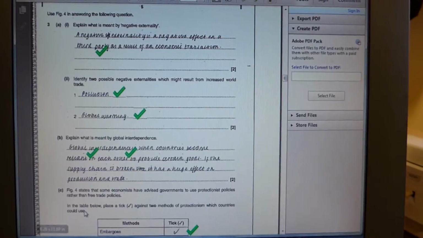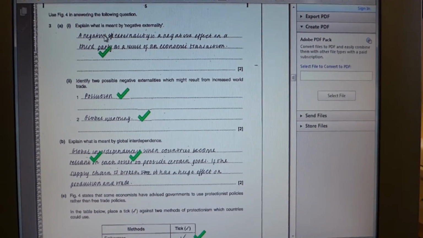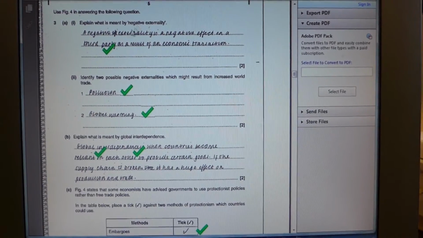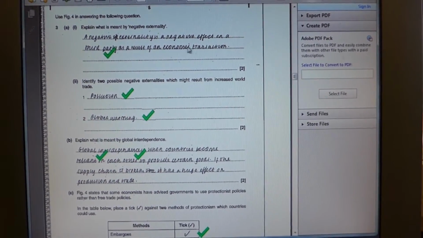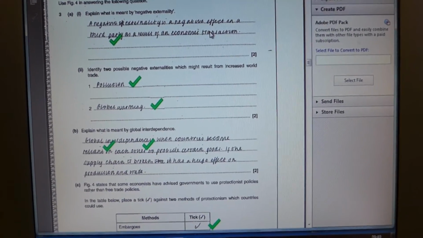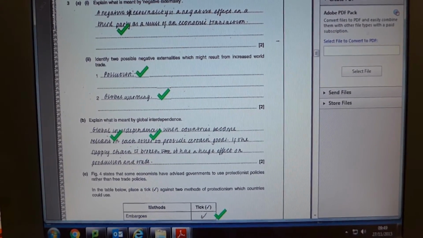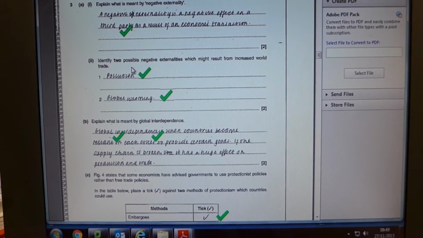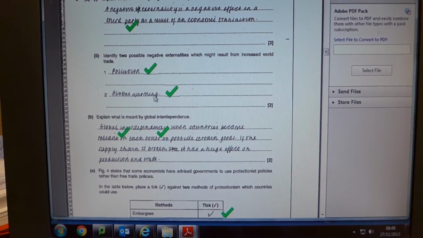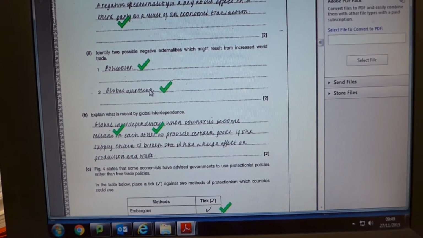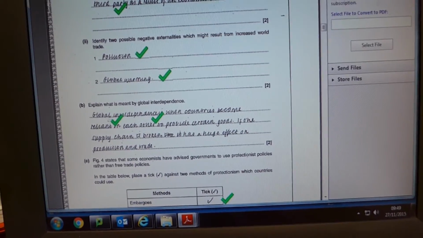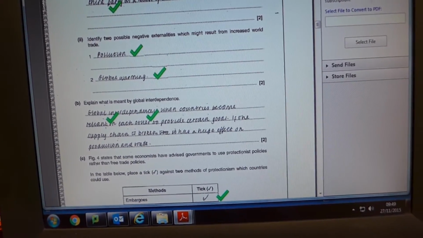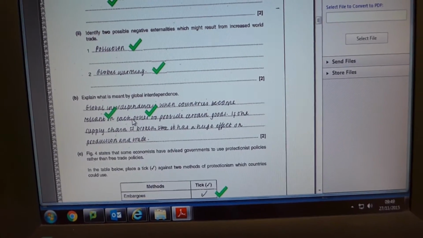So you have a couple of easy starter questions again here. Explain what's meant by a negative externality. The cost on a third party as a result of an economic transaction. Excellent. Negative externalities which may occur as a result of increased world trade: pollution and global warming. Again, excellent. What's meant by global interdependence? Global interdependence is when countries become reliant on each other.